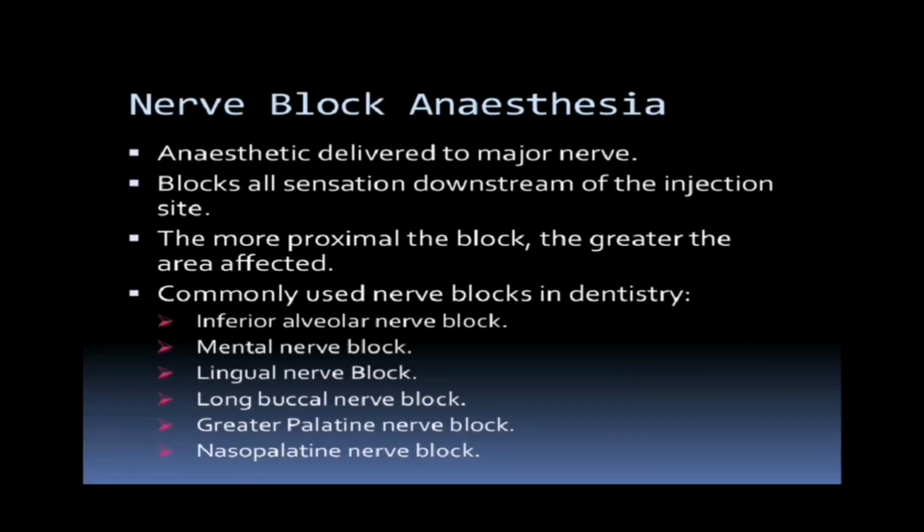Nerve block anesthesia. Anesthetic is delivered to the major nerve, blocking all sensation downstream of the injection site. The more proximal the nerve block, the greater the area affected. Commonly used nerve blocks in dentistry are the inferior alveolar nerve block, mental nerve block, lingual nerve block, long buccal nerve block, greater palatine nerve block, and nasopalatine nerve block.